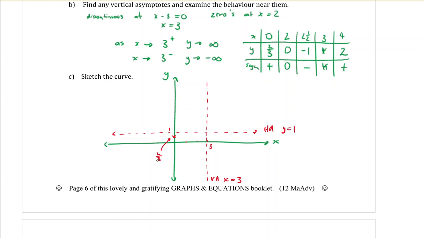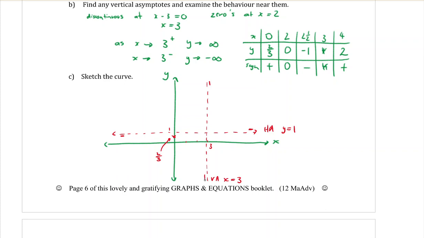When x was approaching positive infinity, y is approaching 1 on the plus side, so slightly above the 1. As it was approaching negative infinity, I was approaching 1 from the smaller side, so slightly below that asymptote. As x was approaching 3 on the plus side, y was approaching infinity, so the plus side is the right. But when I was approaching from the smaller side, I was down here at negative infinity.